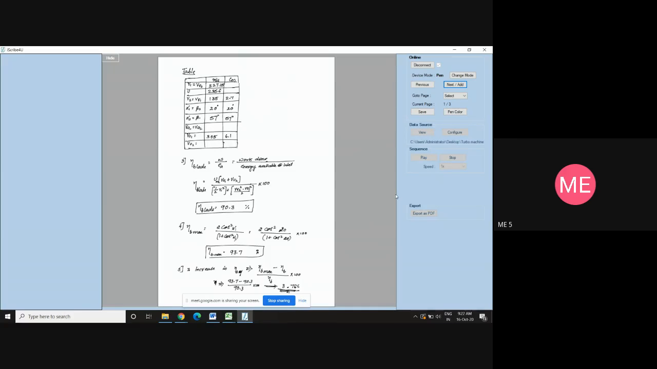I'll post one more question. You try to solve that. We'll see. Can I take that up as an assignment for today's class? I'll post one more regarding the Parsons turbine. Try to solve and submit. We'll see how you are going to analyze this problem.